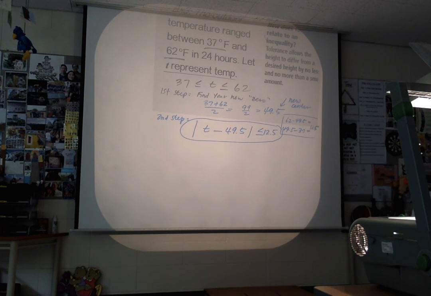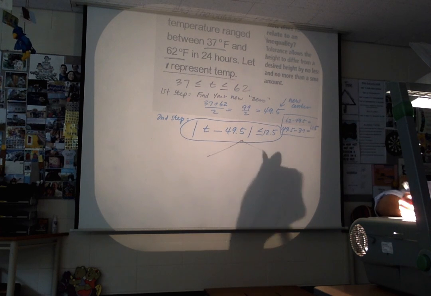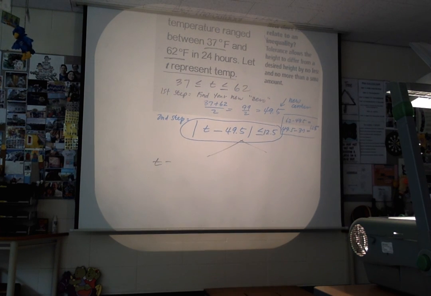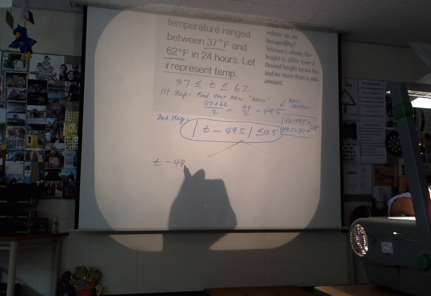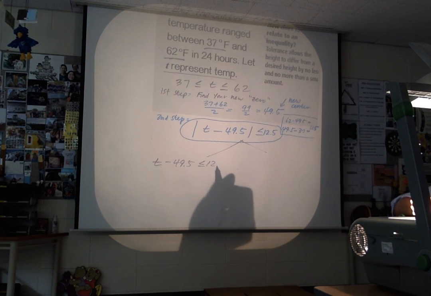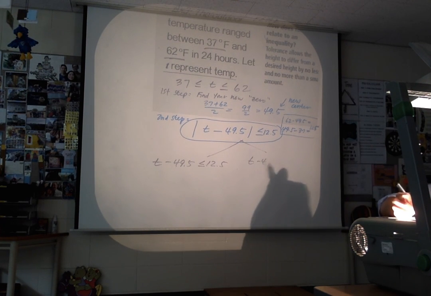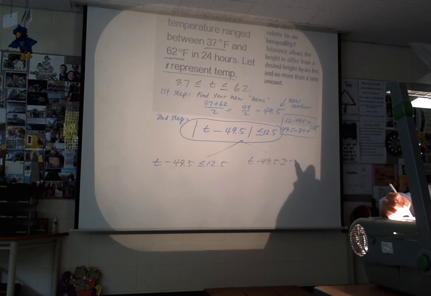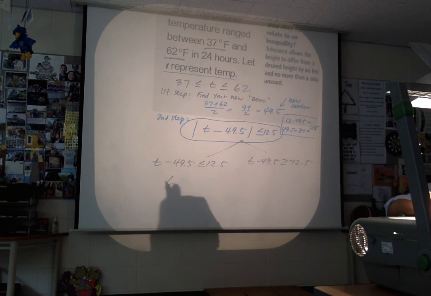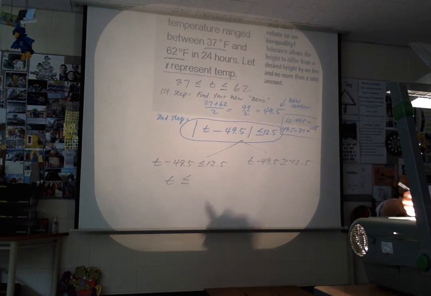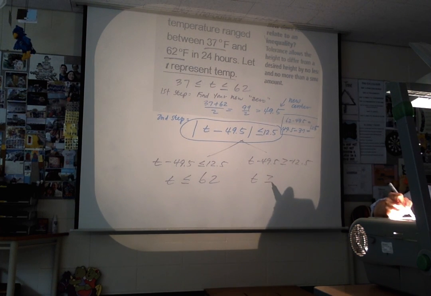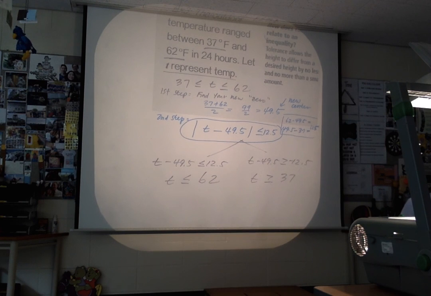But if you want to prove that it's right, all you have to do is separate it. T minus 49.5 less than or equal to 12.5. T minus 49.5 greater than or equal to negative 12.5. And when you solve that, you get T is less than or equal to, what do you think? Yep, you got it, 62. And it's greater than or equal to 37 degrees. See, it all makes sense, okay?